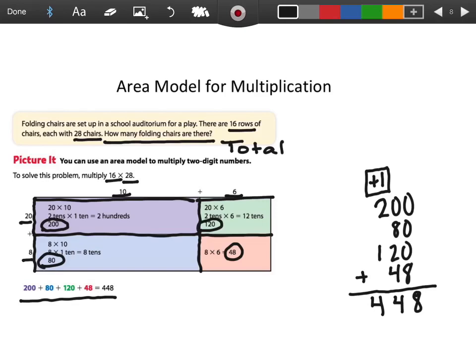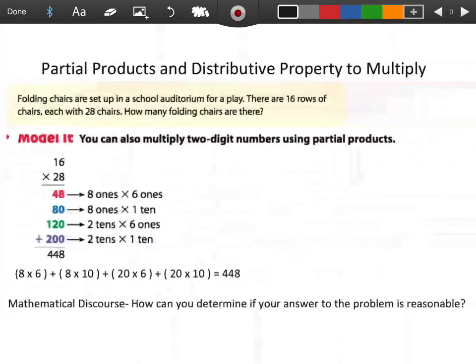The other strategy that we had in our objective was to use partial products. So let's look at that. We're going to use partial products and the distributive property to multiply. We're working that same problem, but let's reread it again.